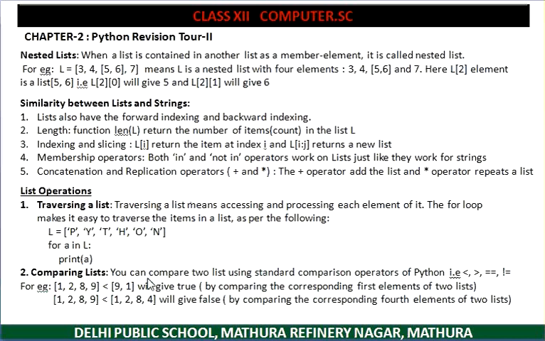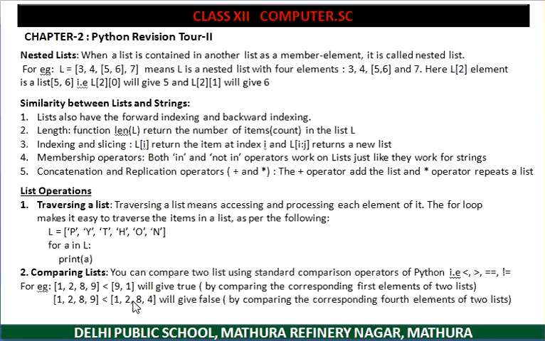Now comparing lists. You can compare two lists with the help of relational operators: less than, greater than, double equal to, not equal to. So with the help of these operators you can compare lists. Here we are comparing 1 less than 9. So it will give True by comparing the corresponding first element of the two lists.